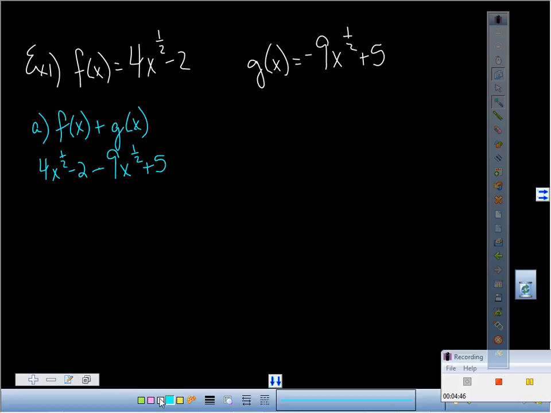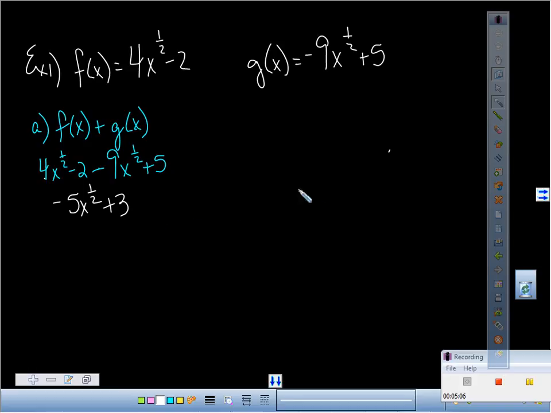Alright, we collect our like terms. What are these like terms right here? What is 4x to the 1/2 minus 9x to the 1/2? Very good. So I have negative 5x to the 1/2. What's a negative 2 and a positive 5? And that's my answer.